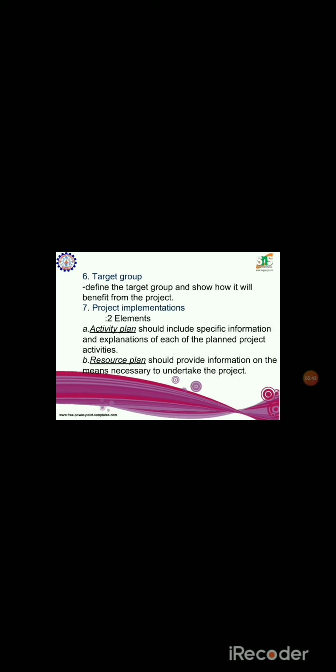So the seventh point is you're going to speak about the implementations. What are the implementations you want? So in the implementation part, you have to take care of two important things. One is the activity plan and another one is the resource plan. In the activity plan, you have to speak about your explanations and the plans and how you're going to conclude it. So that is your activity plan, and the resource plan is how much amount is required or what are the means to complete your project.